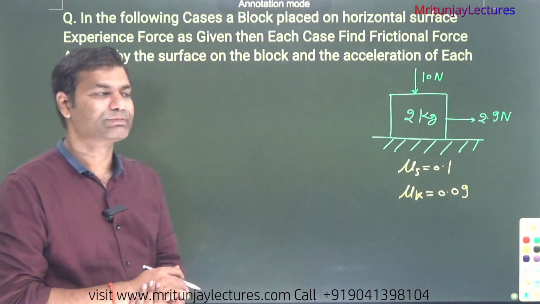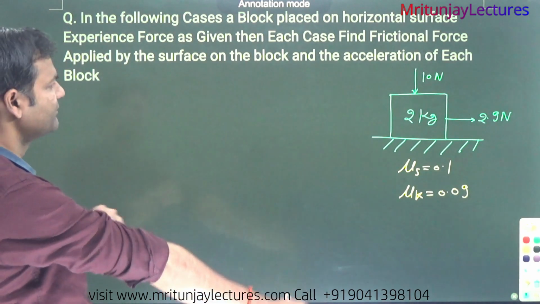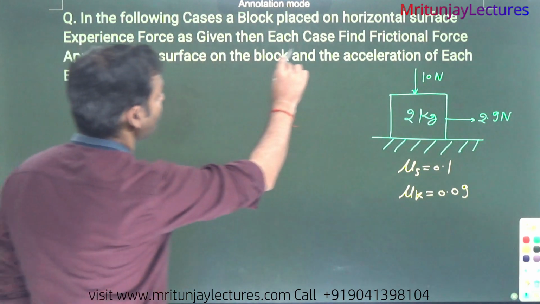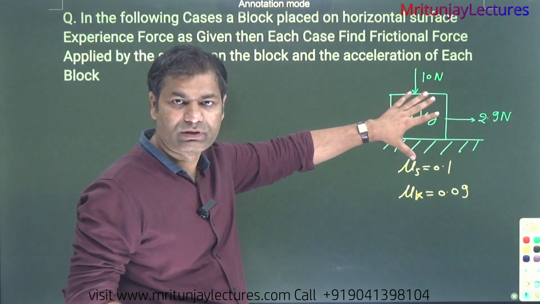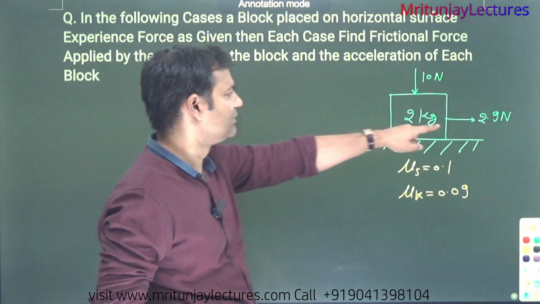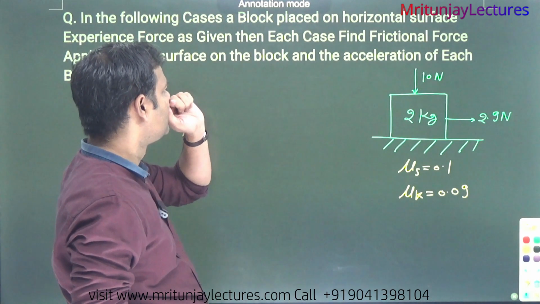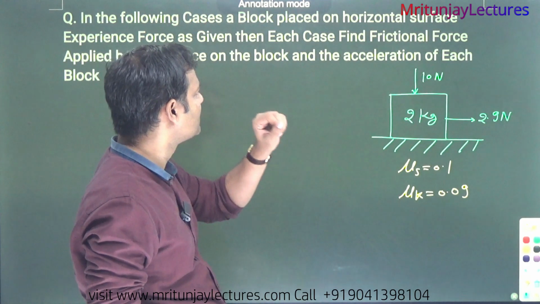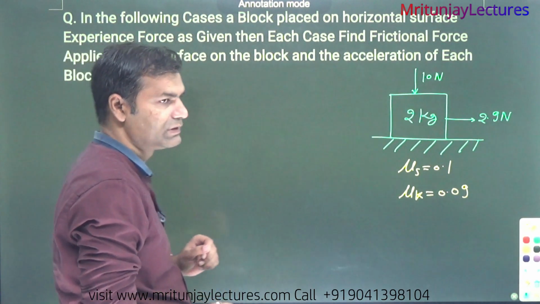First of all, read the question, corresponding question. A block is placed on a horizontal surface. This is the horizontal surface. The block experiences a force as given, 2.9 Newton. In each case, find the frictional force applied by the surface on the block and the acceleration of each block. Clear or not?